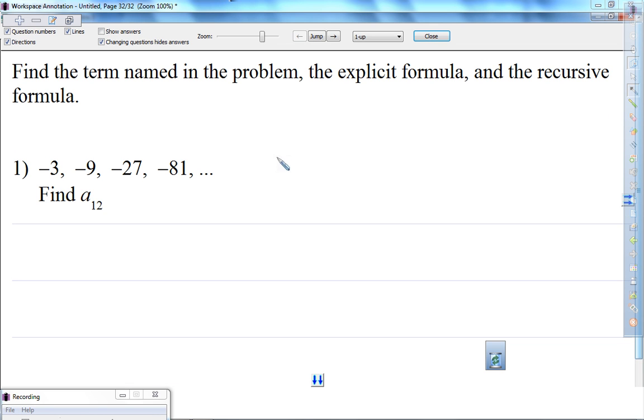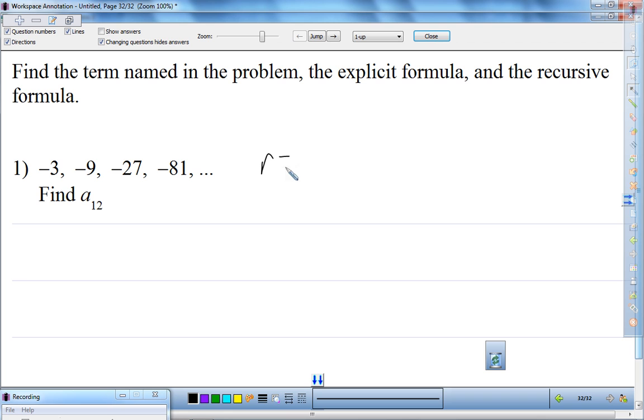So the first thing to do would be to find the common ratio, which in this case may be obvious, but we find the common ratio by dividing two terms that are in sequence. So I'm going to divide -9 by -3, and so we get +3. And so -3 times 3 would give us the -9, and -9 times 3 would give us -27. So that's our common ratio.